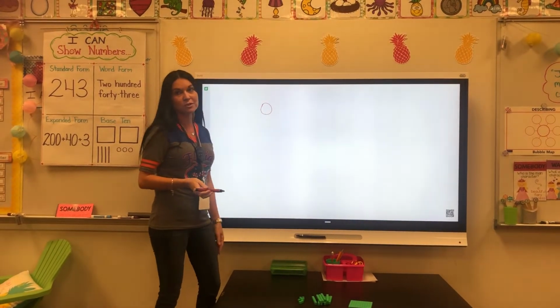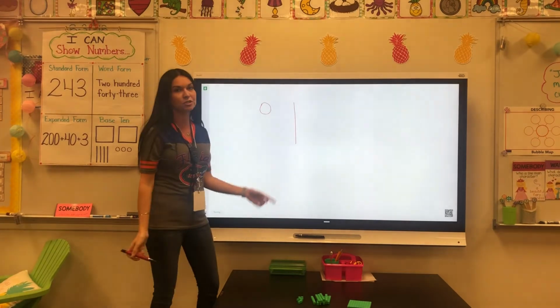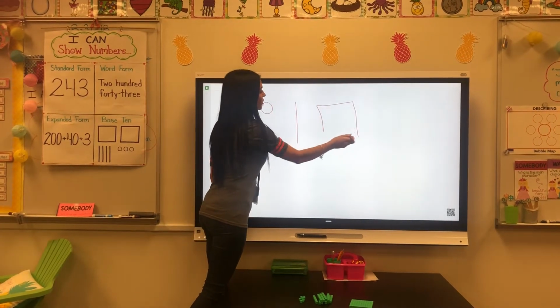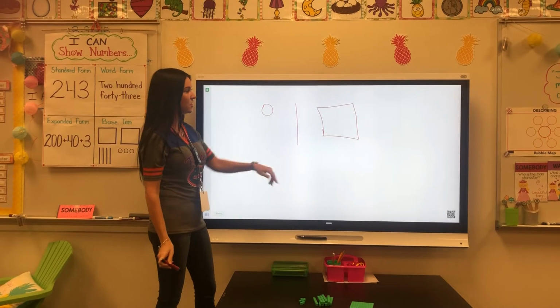A 1 is just a little circle. A 10, we're just going to draw a straight line. And then for 100, we're going to draw a big square. So that's our ones, tens, and our hundreds.